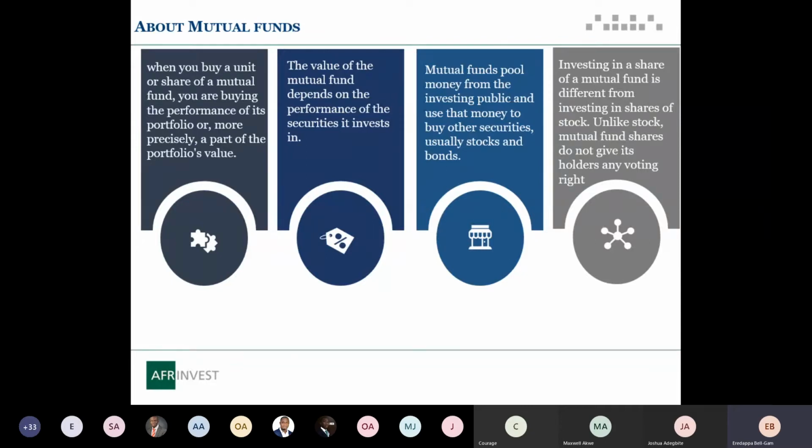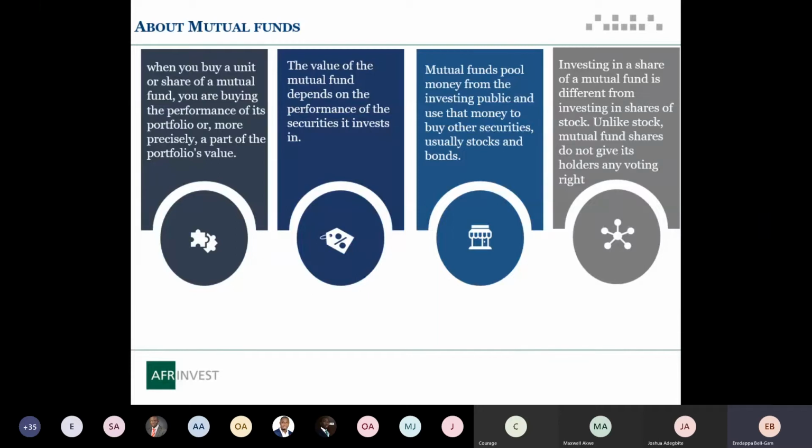Hope everybody's understanding. So investing in a share of a mutual fund is different from investing in shares of a stock. Like what I said earlier, when you invest in a GT Bank stock, for example, you own part of GT Bank.